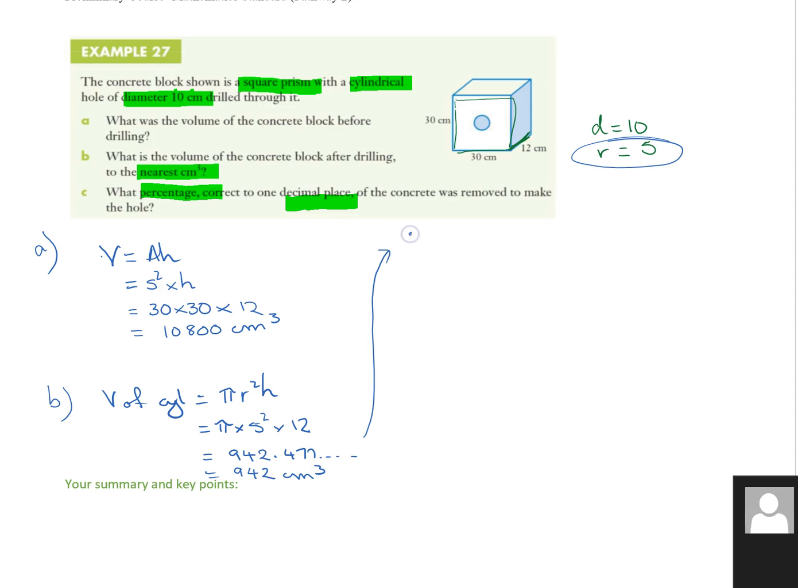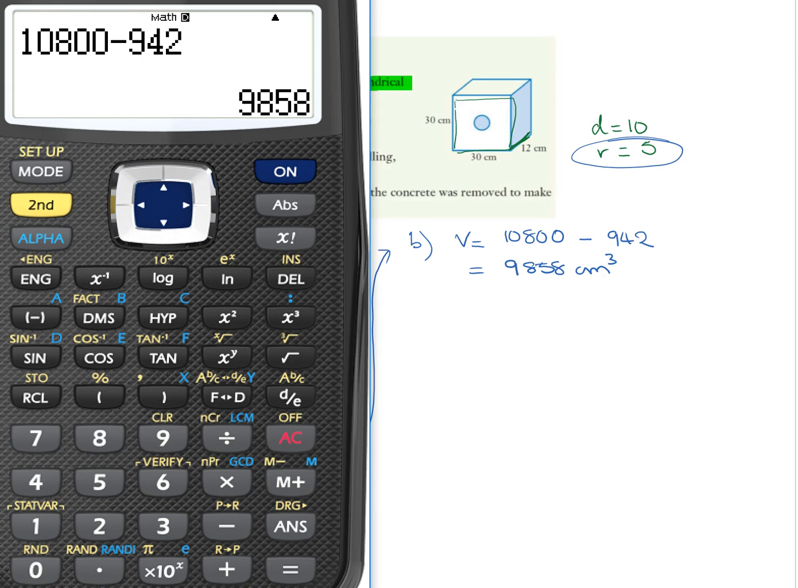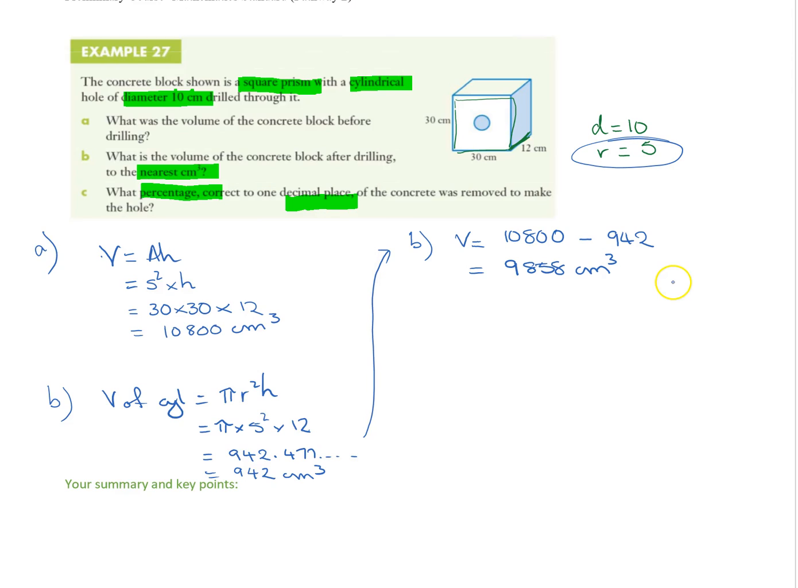So the volume of the concrete block after the drilling would be what it was, subtract what's been taken out. And you get 9858: the 10,800, subtract 942.